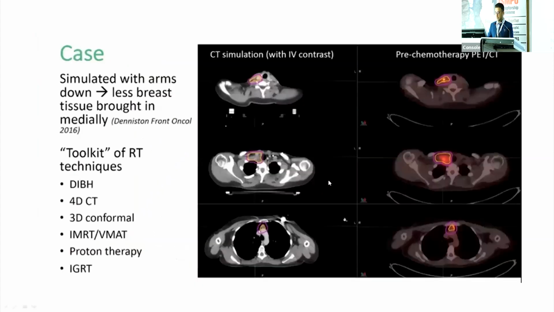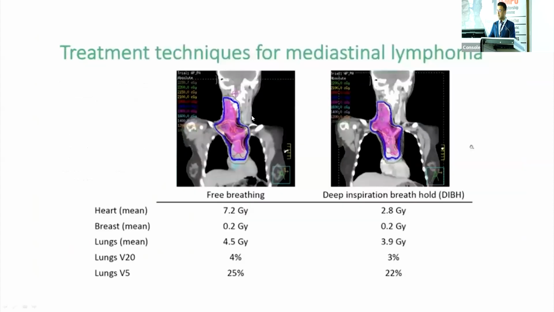Another similar question: can the radiation toxicity be reduced further with ISRT or INRT? The answer is yes, because as radiation oncologists we have a toolkit or an armamentarium of different techniques that we can use to reduce the radiation dose, namely deep inspiratory breath hold, 4D CT, proton therapy, or image-guided radiotherapy. So what is this DIBH, or deep inspiratory breath hold?